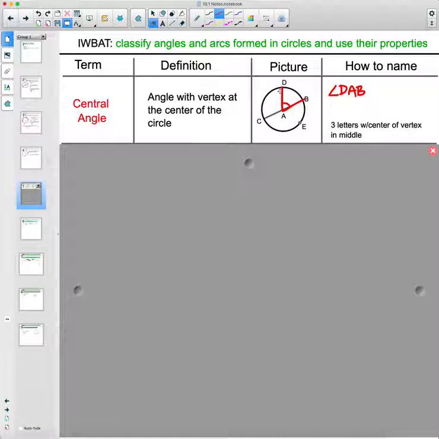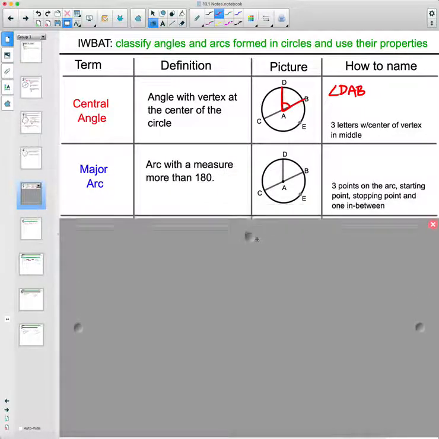You could also do DAC would be another one. So if we did DAC, this would also be a central angle. Okay, but you name it using 3 letters with the vertex in the middle. Okay, so it's centered at the center. And then for arcs, okay, so we have a major arc. So remember that the total degree measure of a circle is 360 degrees.